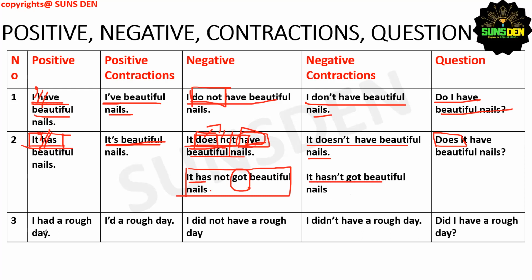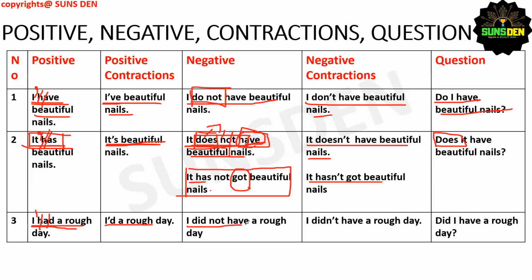Coming to the third sentence, I had a rough day. Here in the contraction, HA gets chopped off and an apostrophe comes here. It will be pronounced as I'd. I had is pronounced as I'd. I'd a rough day.